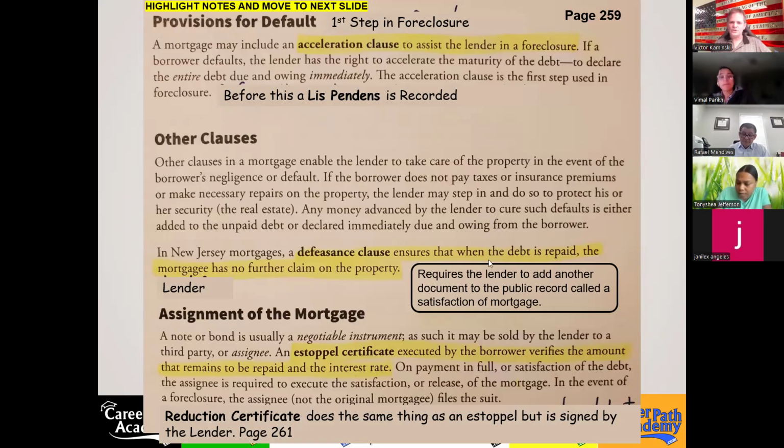The defeasance clause ensures that when the debt is repaid, the mortgagee has no further claim on the property. The mortgagee is the lender, so I wrote lender beneath that. And this requires the lender to add another document to the public records called a satisfaction of mortgage when the loan is paid off. The estoppel certificate is executed by the borrower, and it verifies the amount that remains to be repaid and the interest rate. And then write reduction certificate under that. The reduction certificate does the same thing as an estoppel certificate, but it's signed by the lender. And there's a cross-reference to page 261 here.